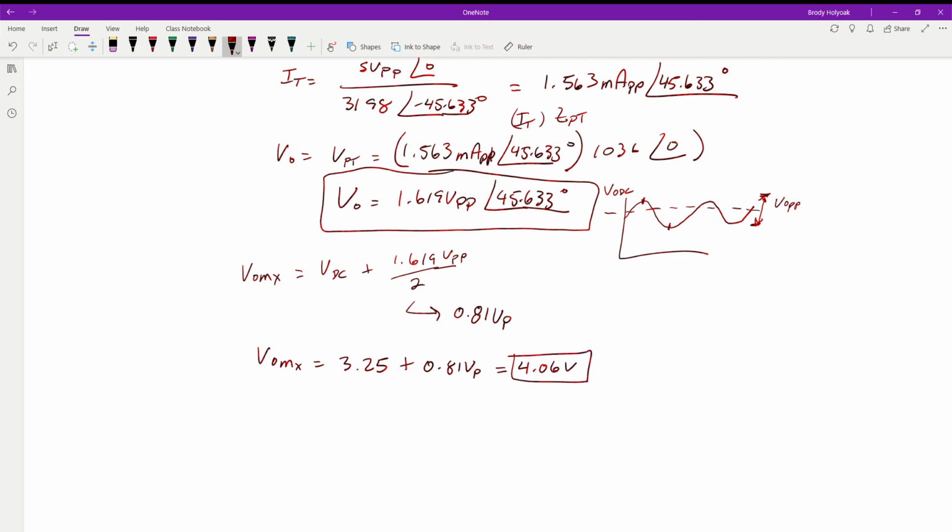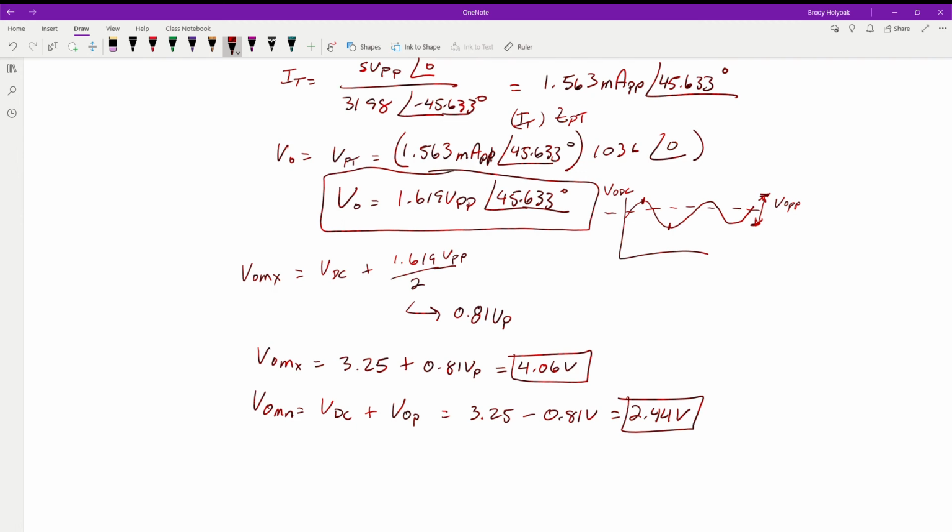And the angle is still going to carry because the AC is, like I said, just riding on top of that DC signal. The V out minimum is equal to the VDC minus our V out peak. So we have the 3.25 volts minus the 0.81 volts, and that's going to give us 2.44 volts. So what we're going to see on our output is it's going to go down to 2.44 volts and come back up to 4.06 volts. And then the difference between those two, we take that value divided in half, and that's going to give us our DC value. That way we can still calculate based on the measurements that we're getting.